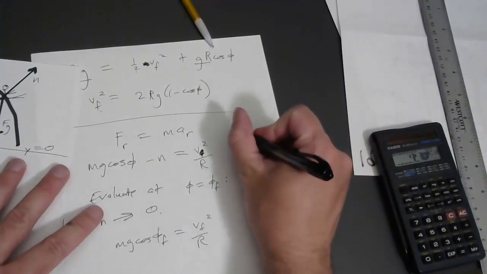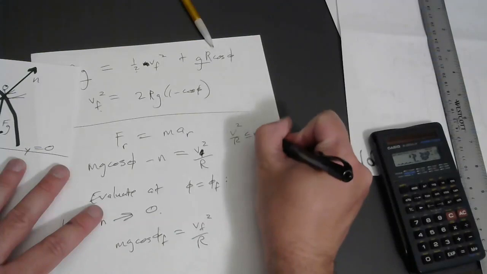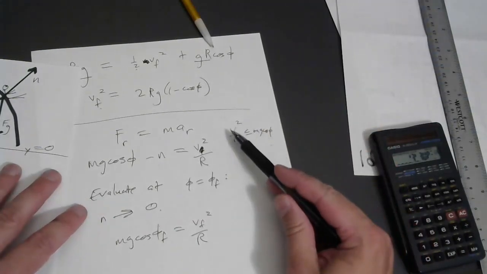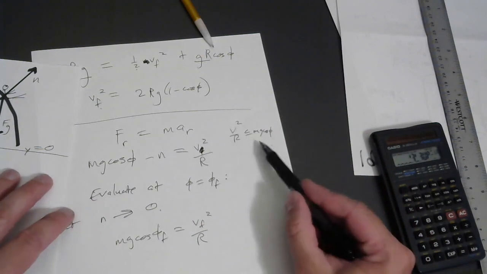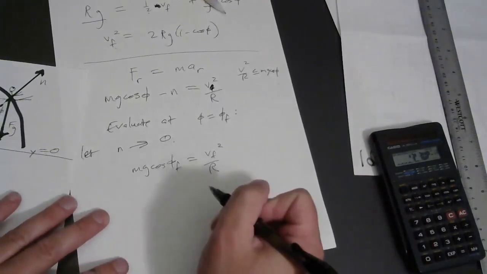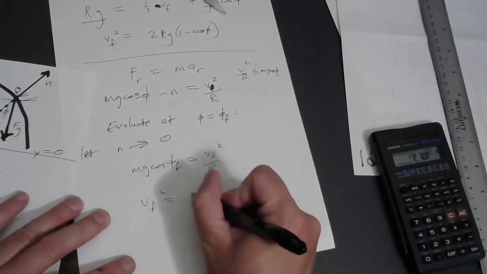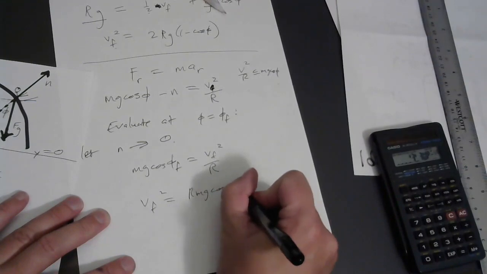So I could say v squared over r is less than or equal to g cos phi. I'm running out of room there. That's another way to think about it, that the speed would have to be less than or equal to that. So we're going to look at when the speed actually reaches that upper limit. And that's what I've done here. Okay, so v final squared is equal to r g cos phi.